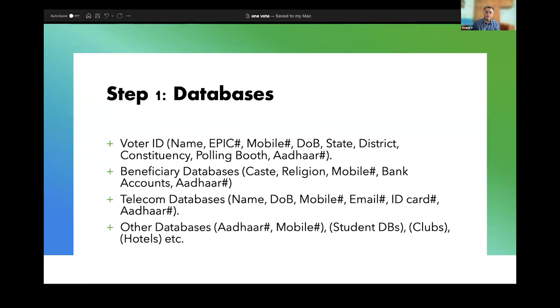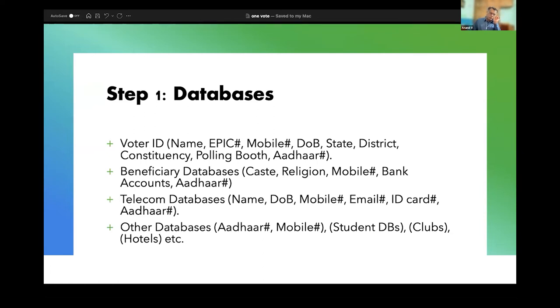So let us think back about what kind of databases are available. The first is the voter ID databases. It typically has name, EPIC number, mobile number, date of birth, state, district, constituency, polling booth, and even other numbers, because the ECI did quite a lot of linking even before the 2015 law came. And even after that, it did quite a lot of linking.